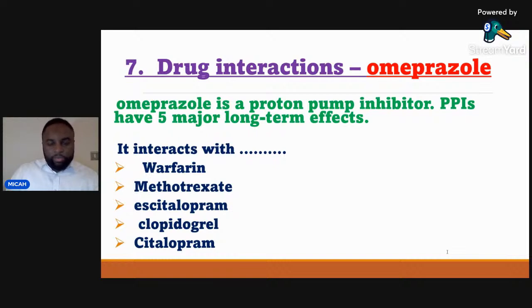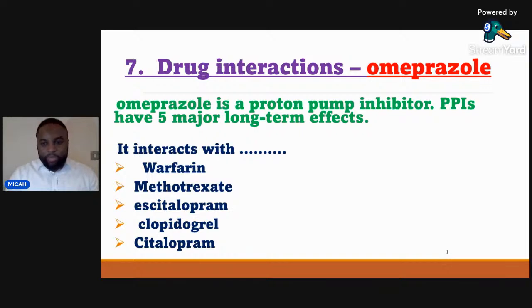The third one is that PPIs can cause gastric infections, like C. diff infections, for example. Remember that the guidelines have changed recently, and the first line management or treatment for C. diff infections is now vancomycin. Vancomycin is our first line drug to treat C. diff, and our second line is fosfomycin. So those are the drugs to treat C. diff infections, which can be brought about by taking PPIs.